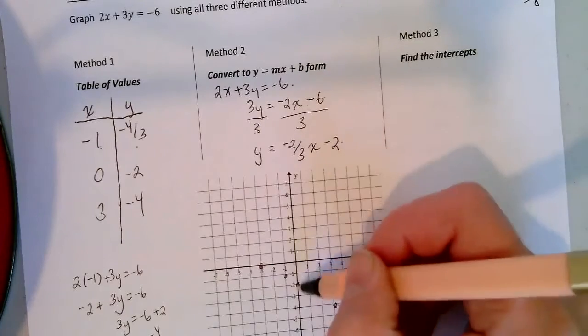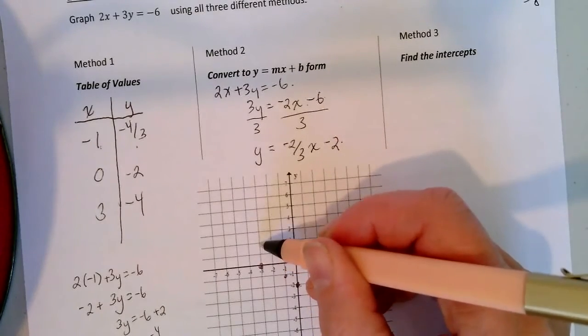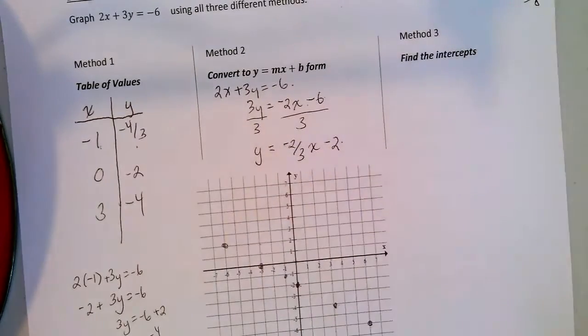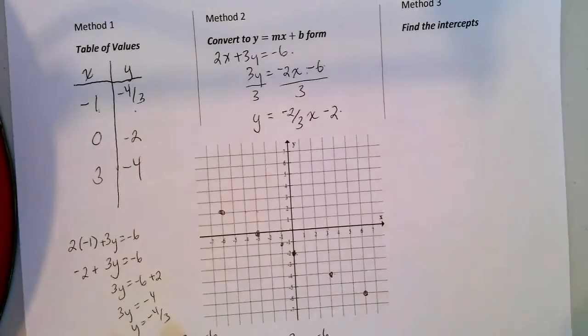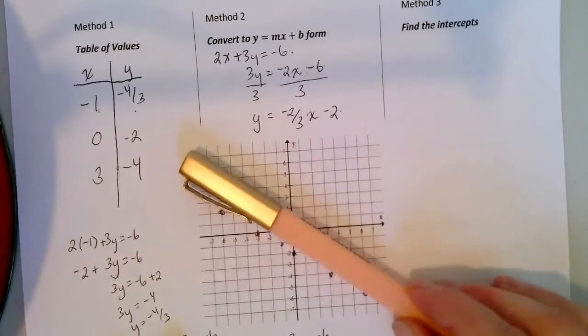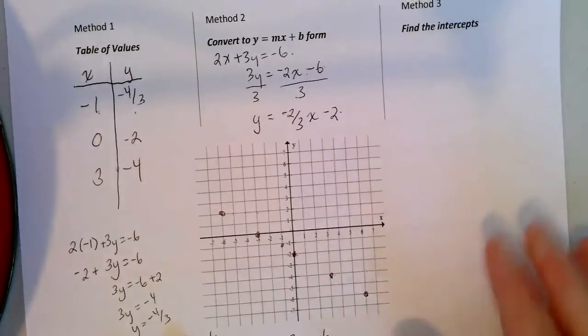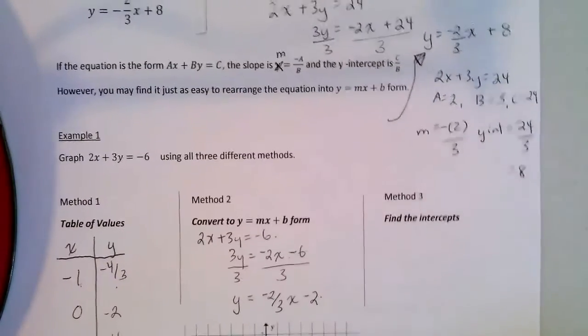Yeah, the opposite would be up 2 and 3 to the left. 1, 2, 3. And so following that, I now have a lot more points that I'm going to connect. So that's another way of doing the graph. The third way is to find the intercepts.